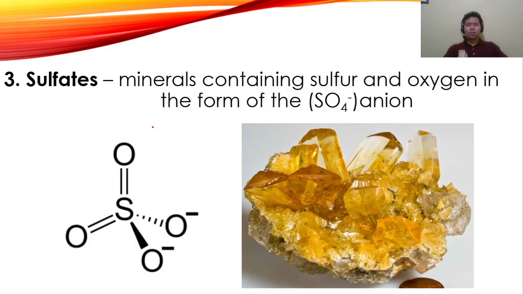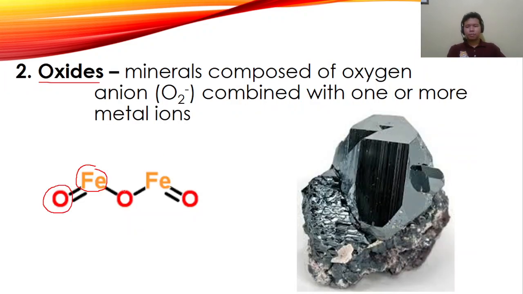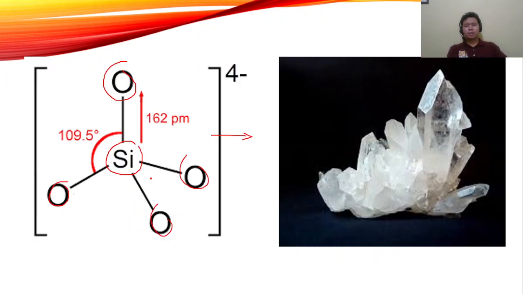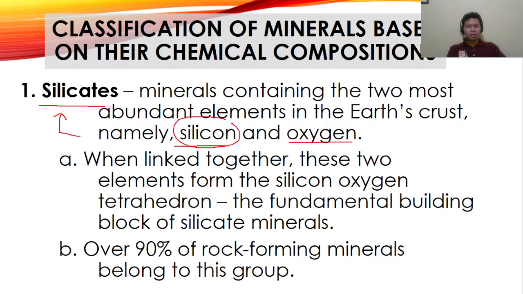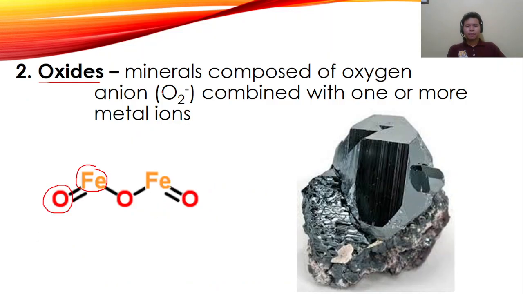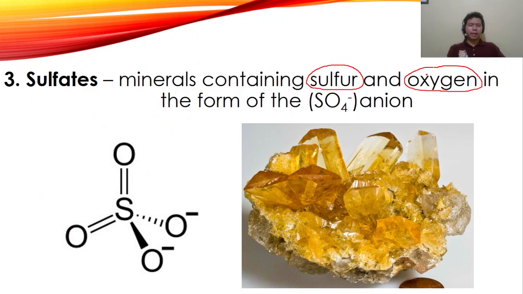Next, we have sulfates. These are minerals containing sulfur and oxygen. Be careful with our elements here, because you might get confused by the combinations of oxygen. First, we have silicon plus oxygen, creating silicates. Next, we have metallic ions plus oxygen, creating oxides. Next, we have sulfur and oxygen, creating sulfates.